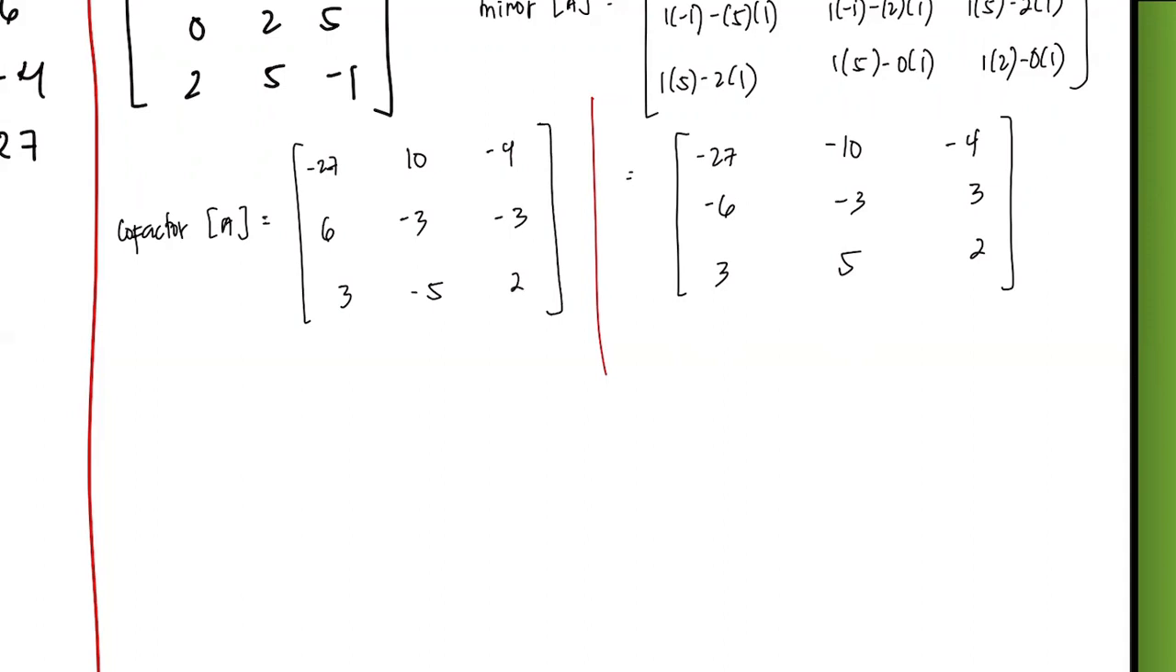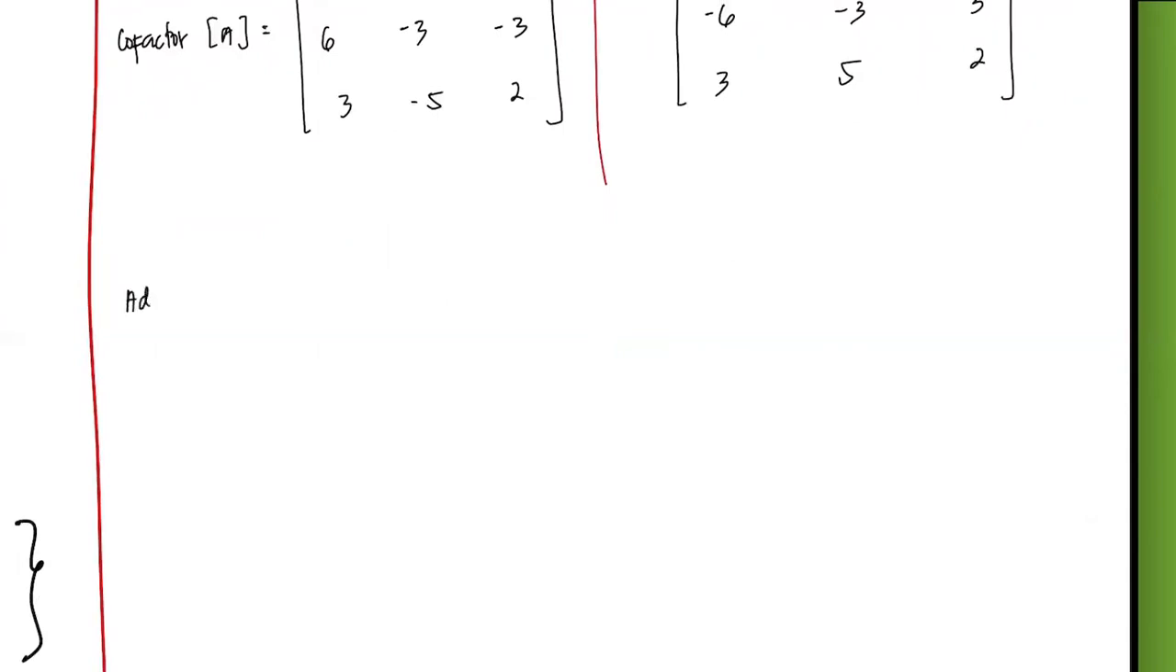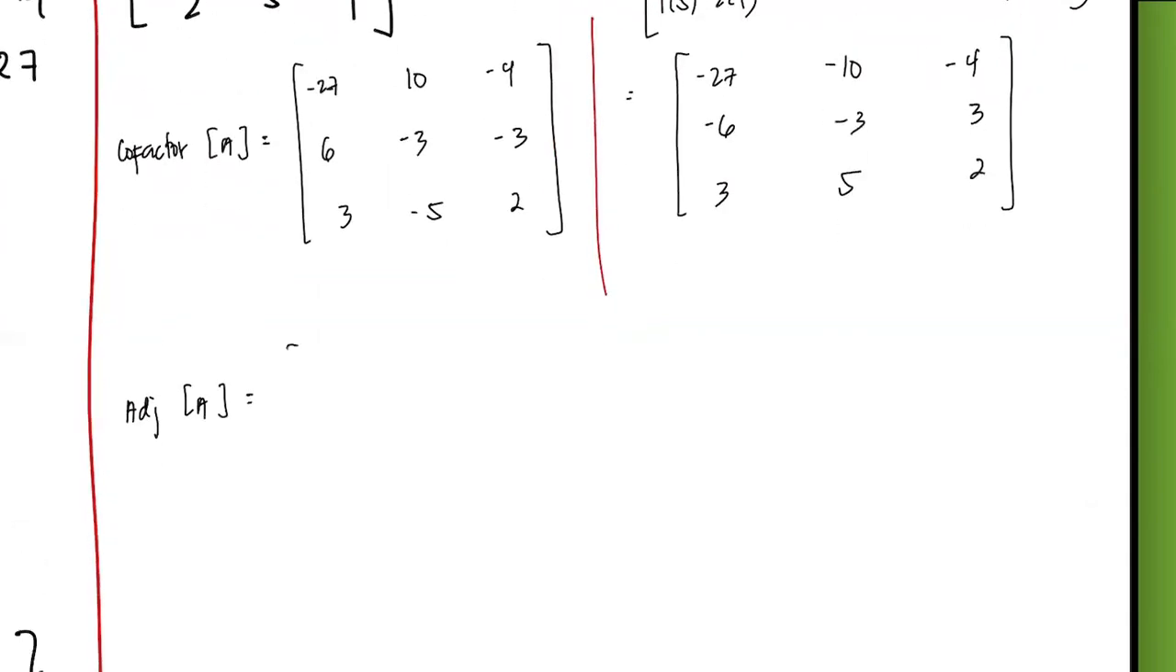Okay? And then next is yung ating adjoint. Okay? Adjoint ng A natin is just yung transpose niyan. So we have negative 27, then negative 4, 6, negative 3, negative 3. So 3, negative 5, and 2.